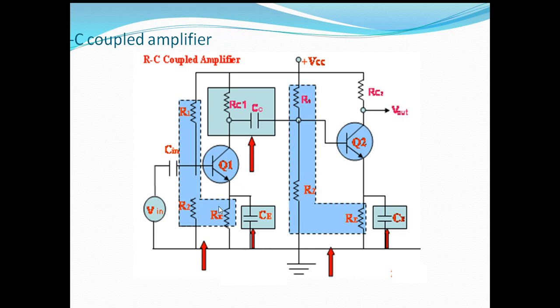Next, RE. RE provides bias stabilization to the amplifier stage, that is, to keep the operating point constant and stable. Okay, next, this is CE, the emitter bypass capacitor. If any high signal is flowing through the emitter, this CE, the emitter bypass capacitor, provides a low reactance path in order to eliminate it.